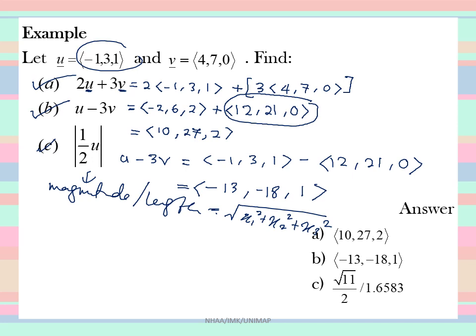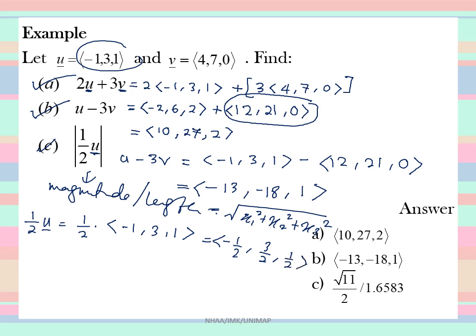So what you do here is you need half of the vector u. Solve for half u first. What is half of vector u? Half of the vector u means you multiply scalar half to your u, which is equal to (-1/2, 3/2, 1/2).